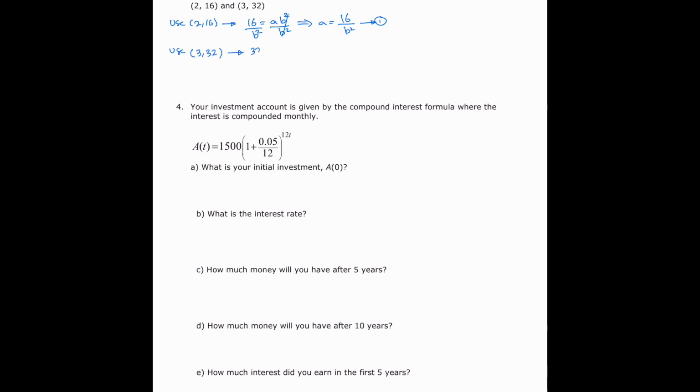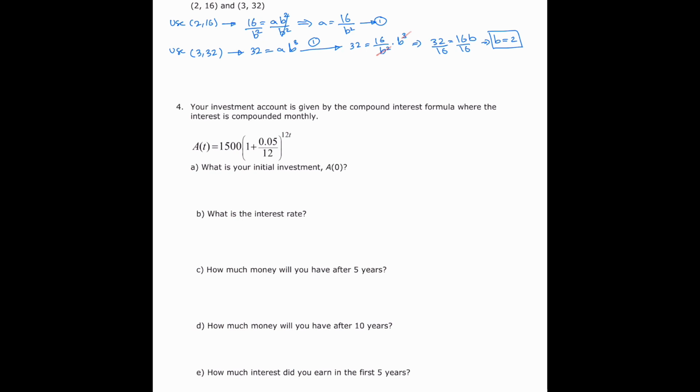That will lead to 32 equals a times b to the third power. I know a is 16 over b squared, so I will use number 1 and plug it in here. I will get 32 equals 16 over b squared times b to the third. Notice how we can cancel. So now we have 32 equals 16b. We divide both sides by 16. We get b is equal to 2.